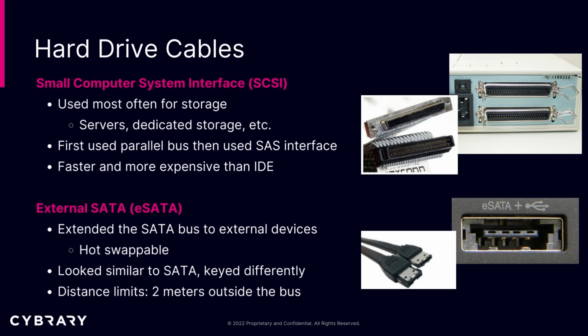Then we had the external SATA, or eSATA. This was an external type of connection for SATA. You can have a hard drive outside of the computer chassis, off the motherboard, through a connection on the port of the computer. It looks similar to the SATA, but it was keyed a little bit differently. Your distance limitation here was 2 meters outside of the bus. So you can have a 2 meter cable outside of the motherboard bus. This also had the feature of being hot swappable.